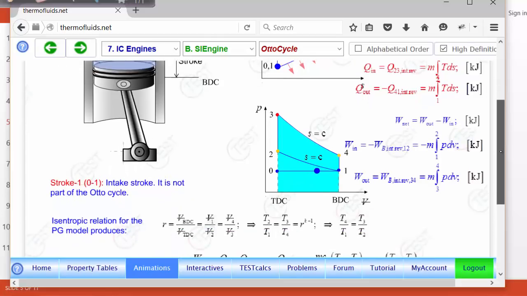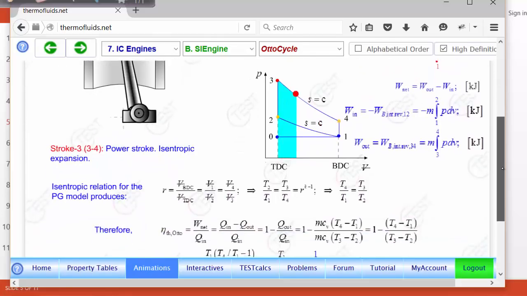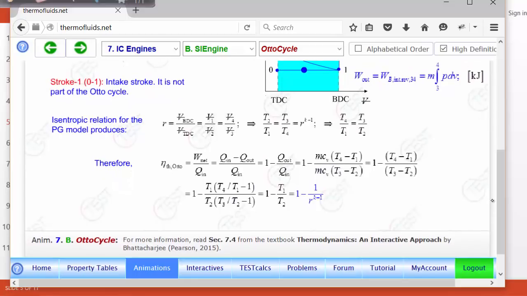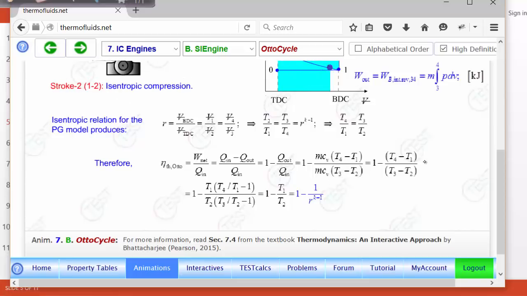But to get the formula for efficiency, instead of calculating W net, it's much easier to calculate Q in and Q out, as we saw in our analysis using the perfect gas model. So substituting those formulas that we just developed from the energy analysis, m Cv (T4 minus T1) is the energy Q out, and m Cv (T3 minus T2) is the energy that is in by heat. And we get a simple formula for the thermal efficiency.